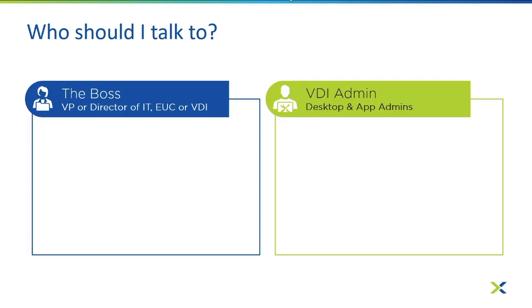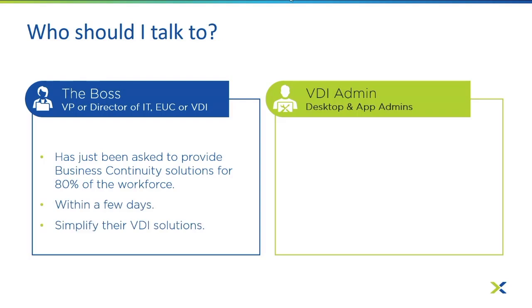So obviously, first of all, the boss, so the VP, director type roles of IT, EUC, VDI, or however that customer has defined that department. So again, because of the climate we're going through at the moment, they've just been asked to provide business continuity for 80, 90, 100% of their workforce. That needs to happen within a few days. It also needs to be able to simplify their VDI solutions.